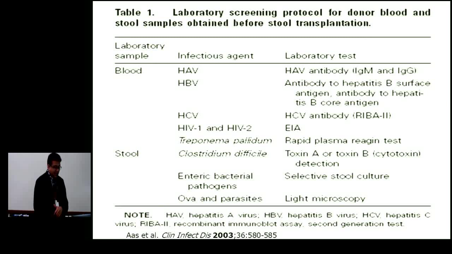What do you screen for in a normal donor? Just like organ transplantation, we do screen for serologies for hepatitis A, hepatitis B, hepatitis C, HIV, and treponema, syphilis. So we check serologies diligently for all the stool donors. And you may do stool studies for C. diff, either by toxin or PCR. You can check for enteric bacterial pathogens, or also check for ova and parasites, but those are not necessarily recommended for everybody. History is far more important along with the blood testing.